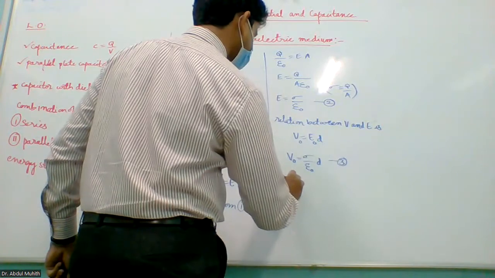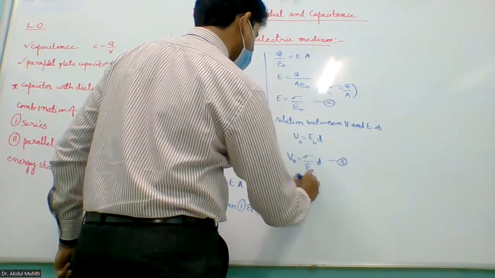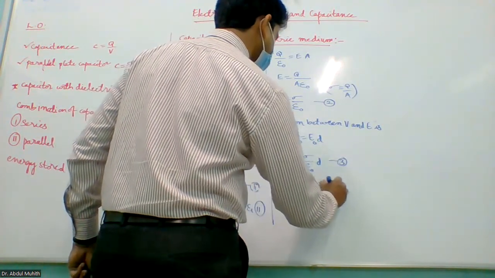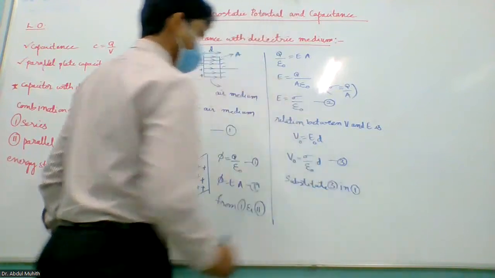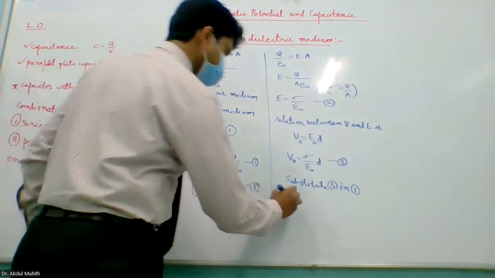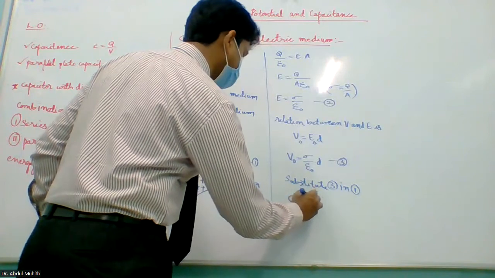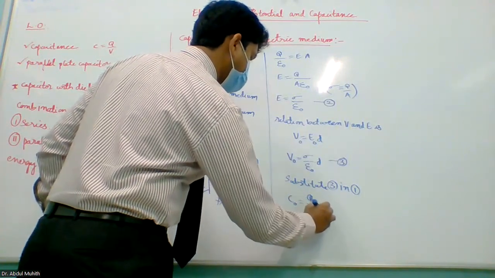Now what will you substitute? Substitute 3 in 1. What will you get now? C0 is equal to what? C0 is equal to Q by D, sigma D by epsilon 0.